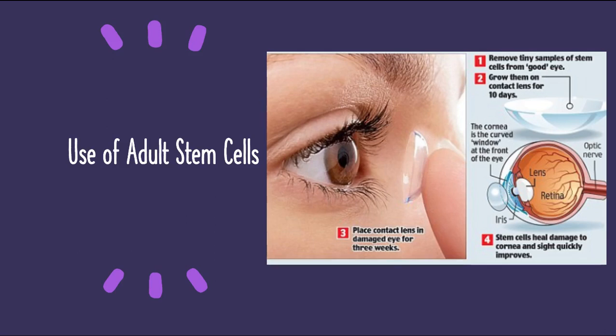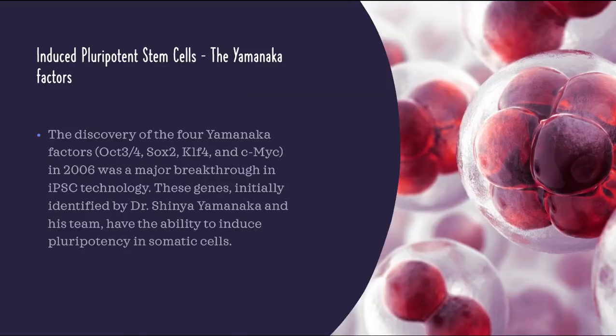So this is a process. One, you remove a tiny sample of stem cells from the good eye. You then grow them on a contact lens for 10 days with the right nutrients, of course, in an incubator. Then you place the contact lens in the damaged eye for 3 weeks, over the wound. The stem cells realize where they are, heal the damage to the cornea, and sight quickly improves. So this technique has already been tried successfully. Now that's just one technique. There's many more techniques in the pipeline.